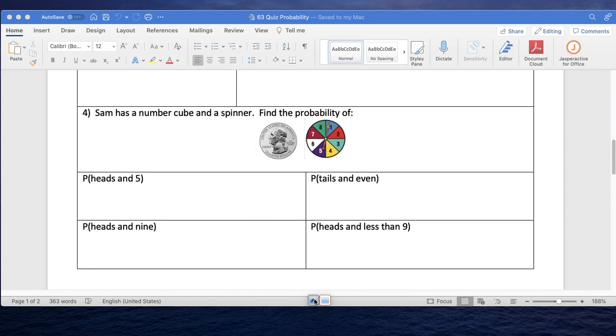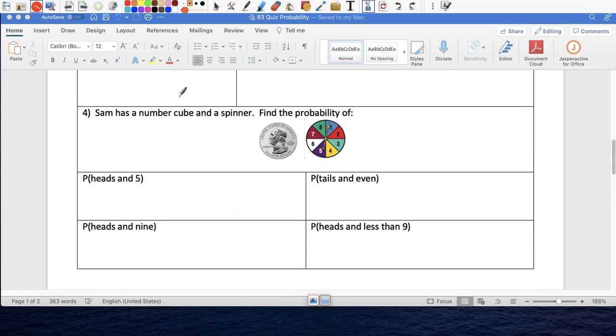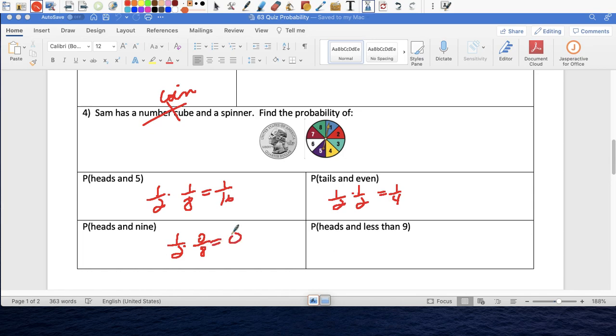Next, this should have been a coin, right? And a spinner. Find the probability of a heads and a 5. So the probability of heads is half. Probability of 5 on the spinner is 1 out of 8. So you would have had 1 out of 16. Probability of tails is half. Probability of even, let's see, 2, 4, 6 is a half again. So 1/4. Probability of heads is half. Probability of a 9, 0 out of 8. So that would have been 0 chance of happening.